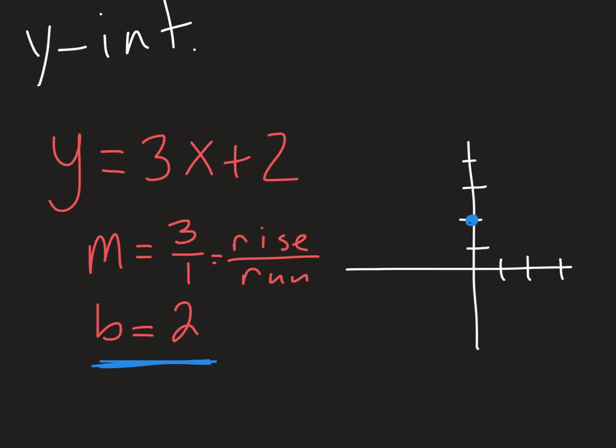Okay. Now let's use our slope, rise over run. So how far up do I need to go? I need to go up 3 for my point. So 1, 2, 3. How far to the right do I have to go? Rise over run. What's run? 1. So I'm going to put my next point right there. Okay.